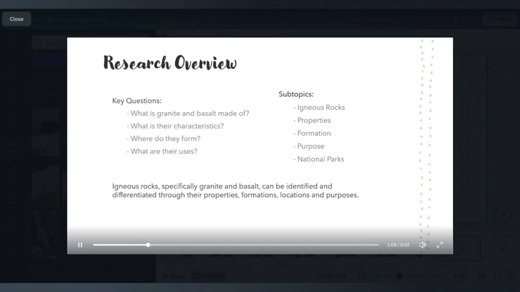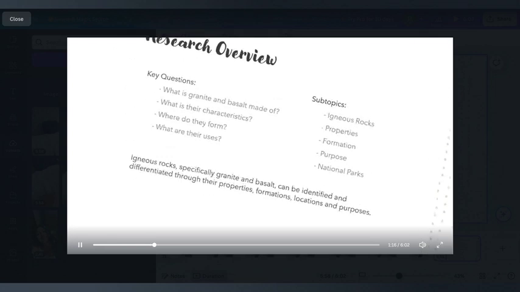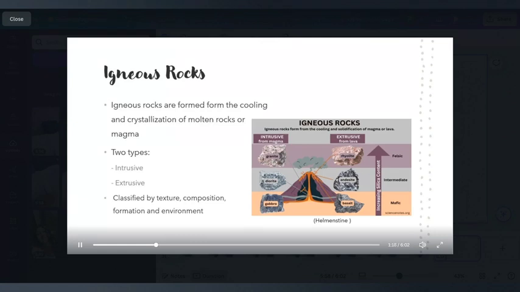Igneous rocks, specifically granite and basalt, can be identified and differentiated through their properties, formations, locations, and purposes. Igneous rocks form from the cooling of magma, which then crystallizes. They are classified into two types of rocks: intrusive, or plutonic, and extrusive, or volcanic.